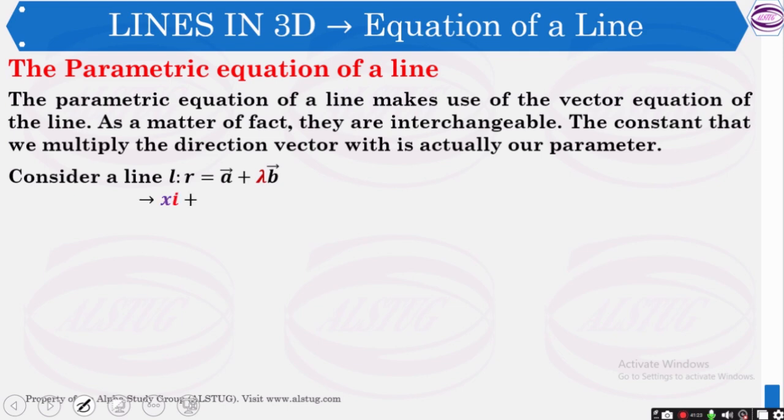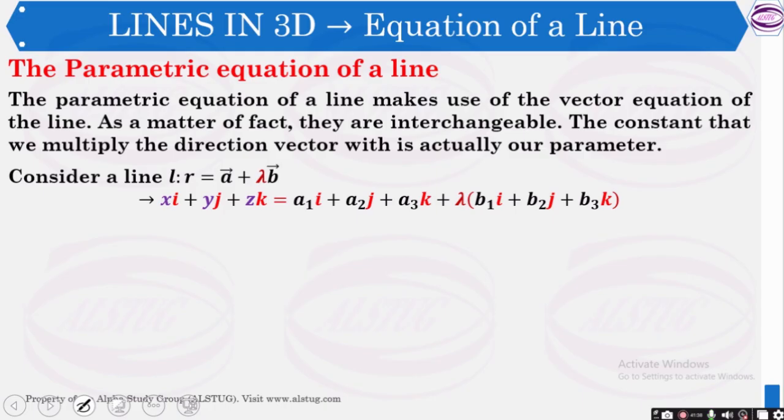Now A is a vector and B is a vector. Now arrow itself, of course, is a vector, as we can see already on the screen. So arrow is a vector. xi plus yj plus zk is the vector equation of a line. So xi plus yj plus zk.